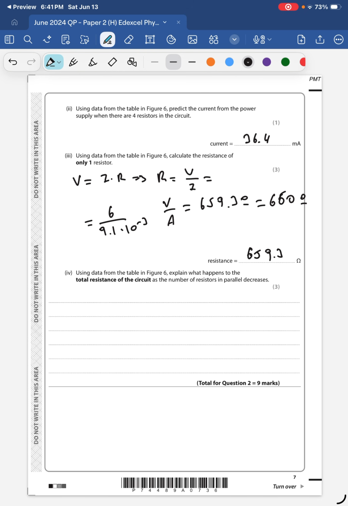Question 4. Using data from the table in figure 6, explain what happens to the total resistance of the circuit as the number of resistors in parallel decreases. So from the table, as we saw earlier, as resistors are removed, the current falls.